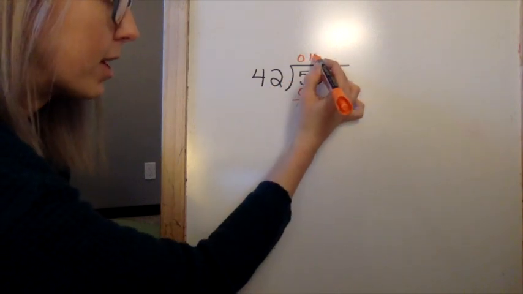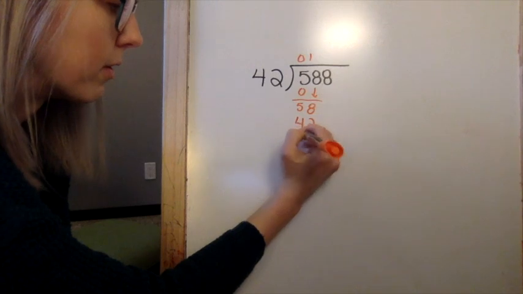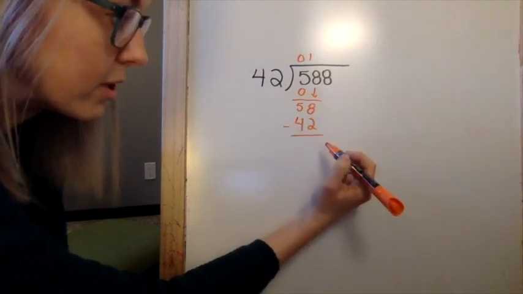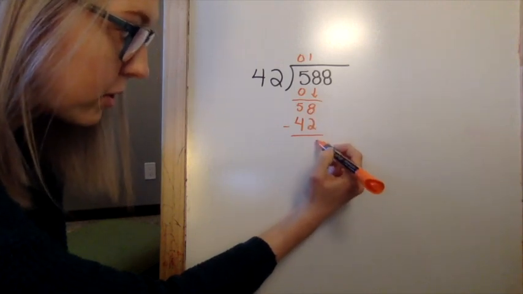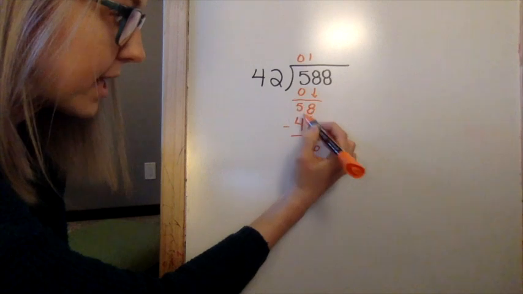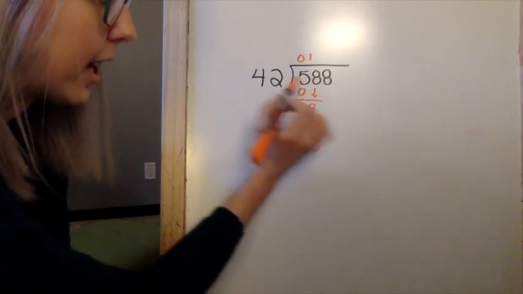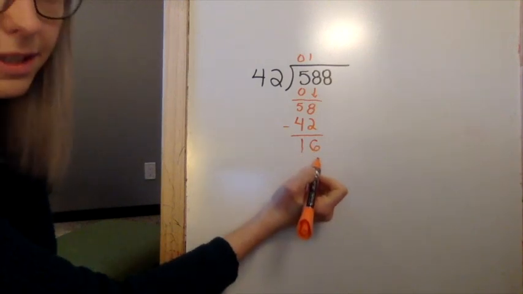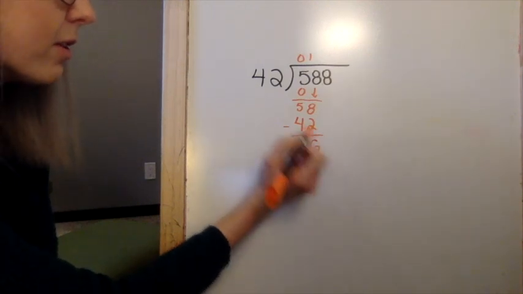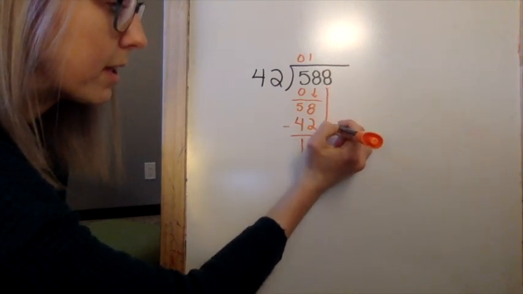1 times 42 is 42. Okay, and then you just subtract. So 58 subtract 42. 8 subtract 2 is 6. 5 tens subtract 4 tens is 1 ten, so it's 16. Okay, does 42 go into 16? No, you can't fit that there. So 42 does not go into 16. Same as when we do single digits, we're just going to bring this down.